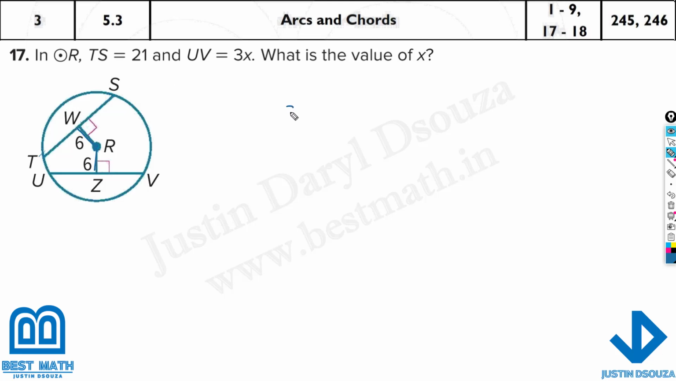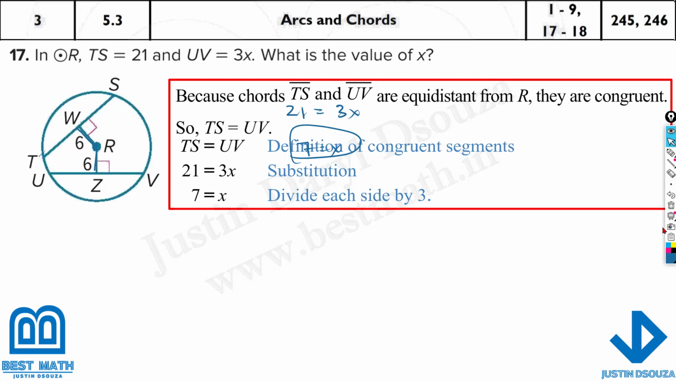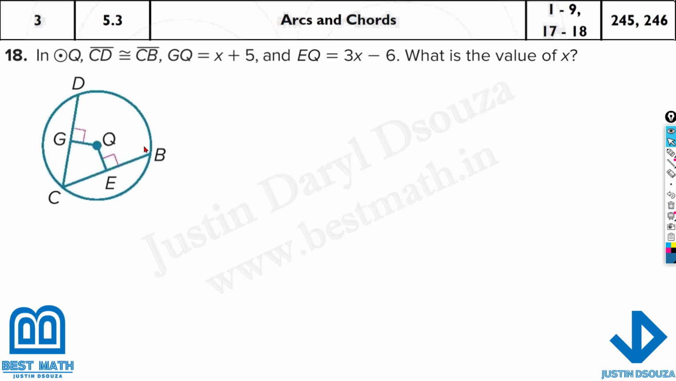And what is TS? TS is 21. That is equal to UV, which is 3x. So divide both sides by 3. It will be 7 is equal to x. That's the answer. So it's a very simple one. And here we have the last problem. Here they have told in this particular circle, I think GQ and G must be equal.